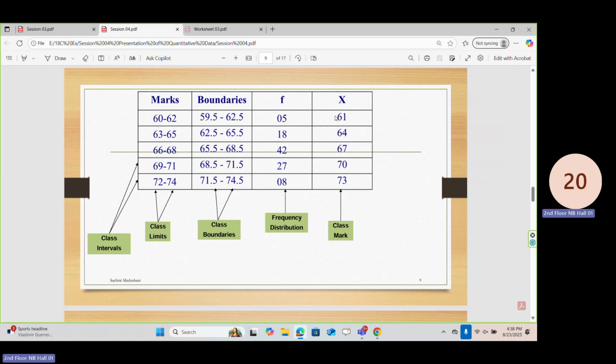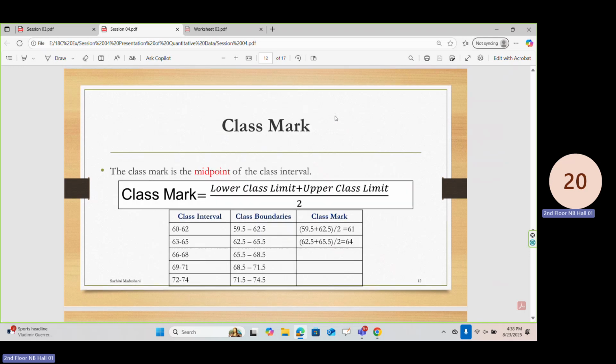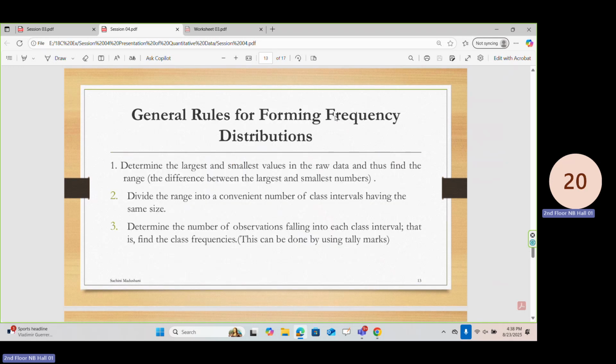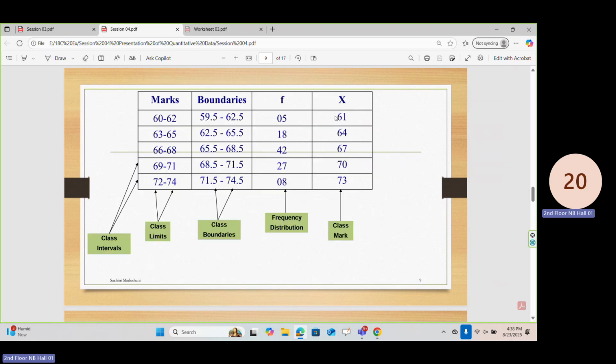Understood? Okay. Then here in other slides, I explain all of these. First, explain what the class boundaries and class mark are. Then the other one is class width. Class width means the size of each class. Okay. Then we take the first one, the first class interval, 60 to 62.